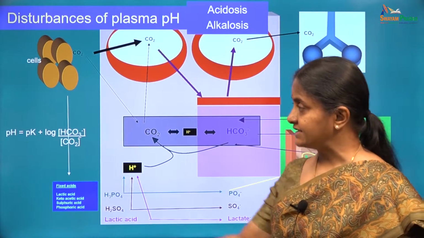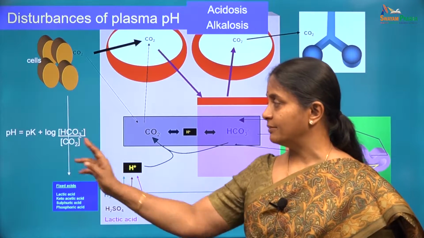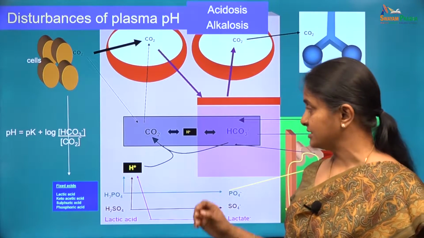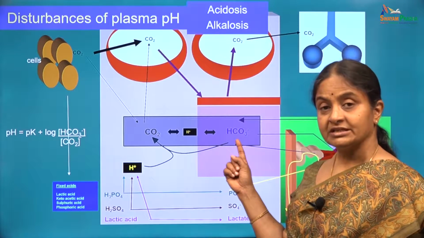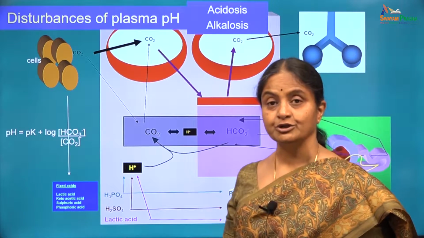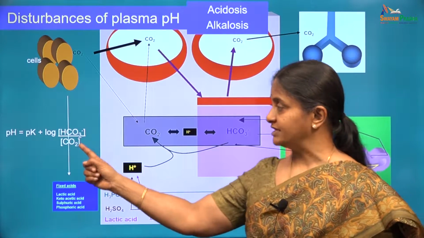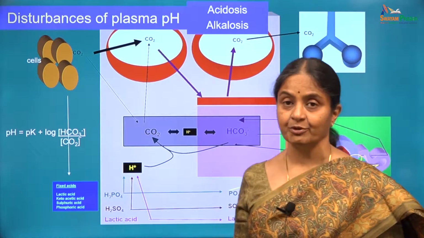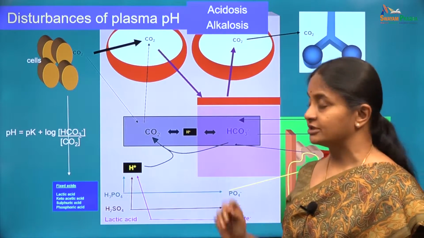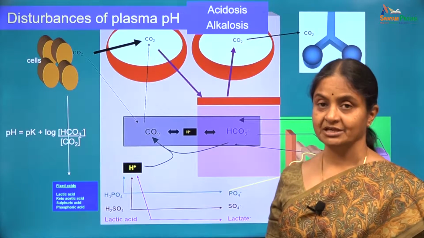As per the Henderson-Hasselbalch equation, pH is pK plus log bicarbonate by carbon dioxide concentrations. Bicarbonate in plasma is at 24 milliequivalents per liter and carbon dioxide is at 1.2 millimoles per liter. Therefore, the ratio is 20, and that is what keeps the pH at 7.4. Any change in the concentrations of carbon dioxide and bicarbonate can disturb the plasma pH.